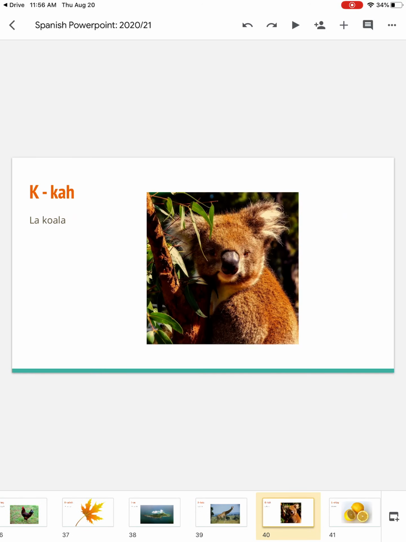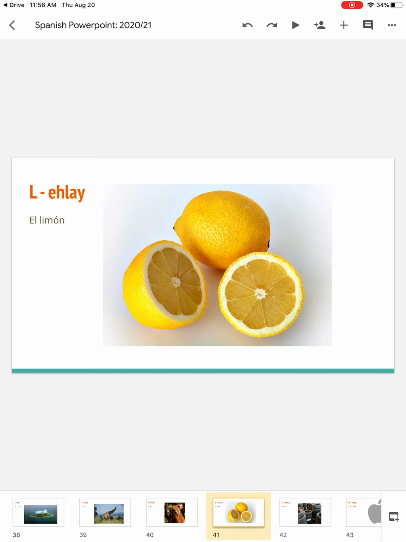Now we're coming over to K, which is pronounced ka. Ka. And in a word, that would be la koala. La koala. Next up, we've got L, which is pronounced elle. Elle. And a word for us to use for that is el limón. El limón.